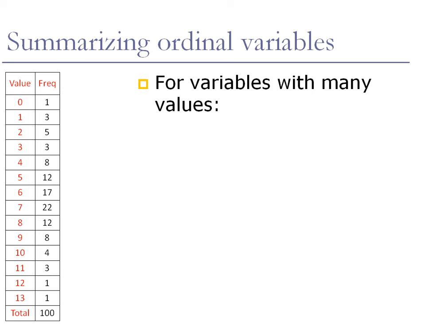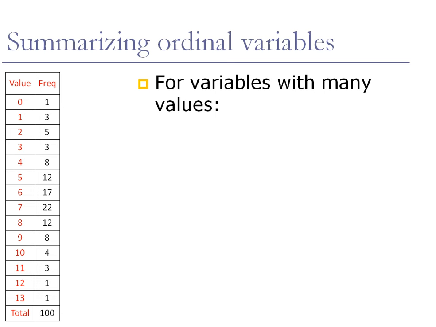For instance, let's have a look at this situation. Now we have a variable with 14 possible values. 13, you say? Look carefully, it starts at 0. Okay, we have 14 possible values. Now, what we can do in this situation is get the same idea as the median.